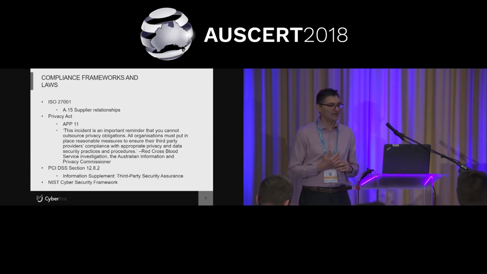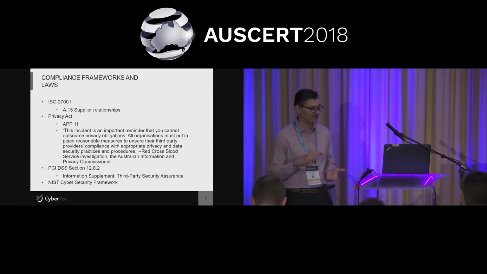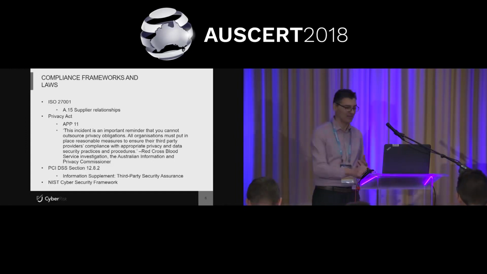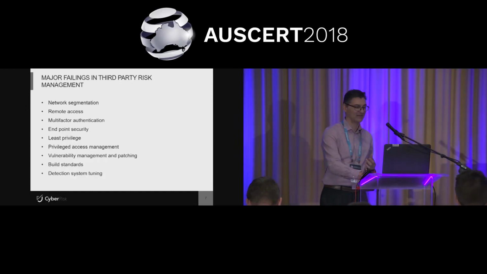PCI, of course, the Credit Card Data Security Standard, has a whole section there on third-party security assurance, quite a useful document. And then the NIST Cybersecurity Framework, which was recently updated from version 1 to 1.1 at RSA this year, actually now has 5 controls around supply chain risk management. And that's what I'm going to have a closer look at today.